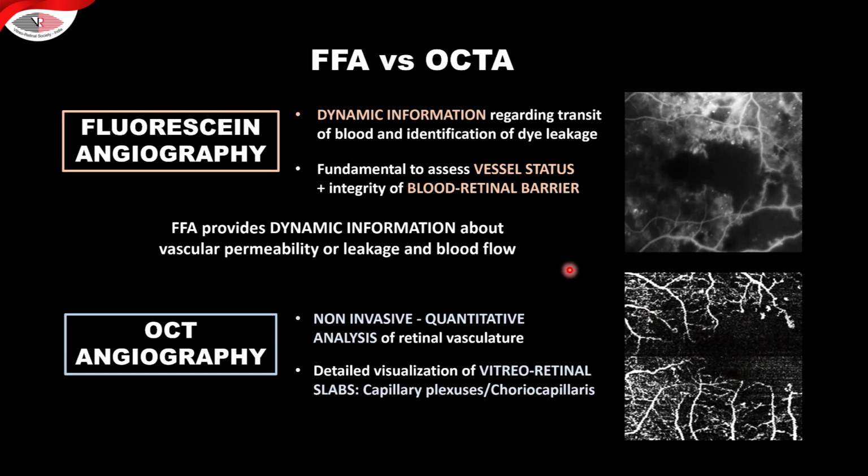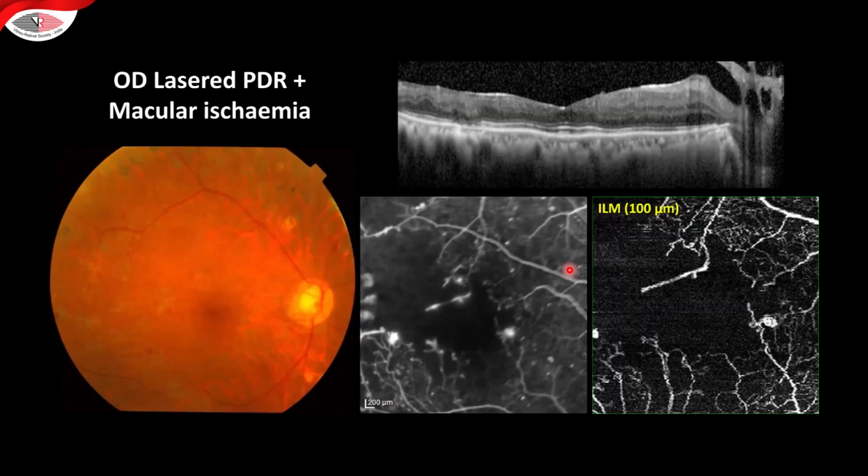But OCT angiography is still evolving. We are not able to see the extreme periphery as well as the central part, although now there are new devices which are allowing us to see the periphery. But we still rely to a larger extent on angiography for peripheral aspects.